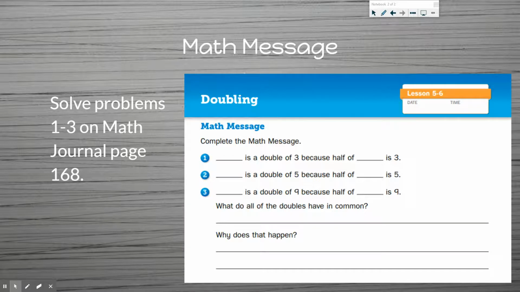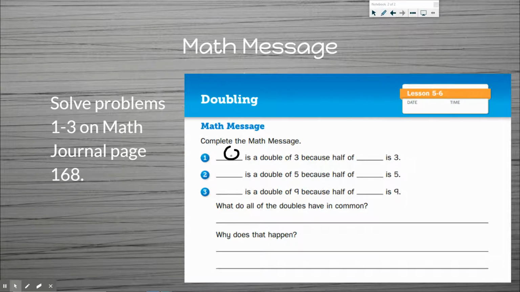I would like for you to solve this math message. It says to complete the math message. This can be a little bit tricky. Blank is a double of 3. So if we were to double 3, it would be 6, because half of 6 is 3.